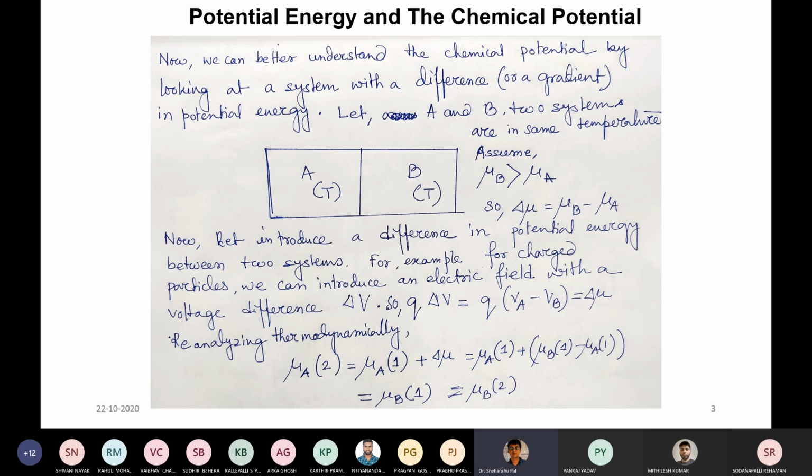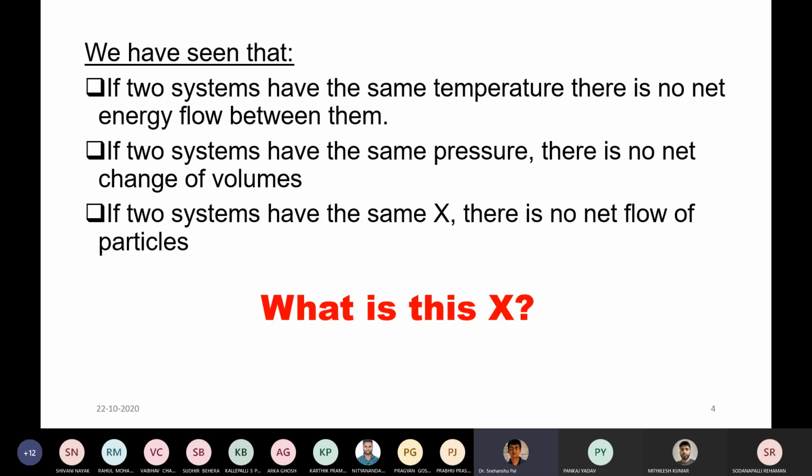Now we are going to the next slide. So in general, what we have seen is, if two systems have the same temperature, there is no net energy flow, heat energy here I am talking about. If systems have the same pressure, no net change of volumes. Those two things are visually analyzed. But if two systems have the same X, there is no net flow of particles.